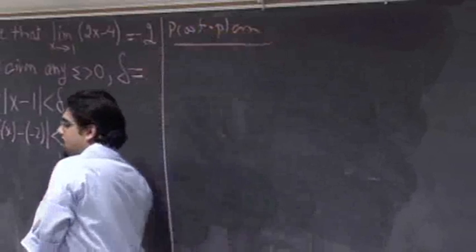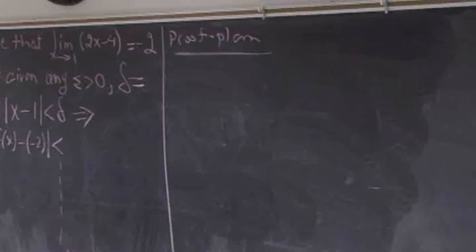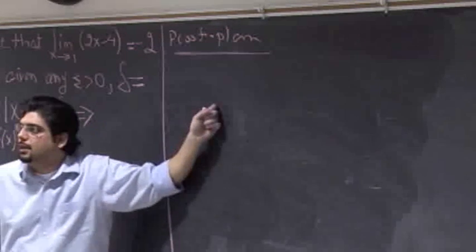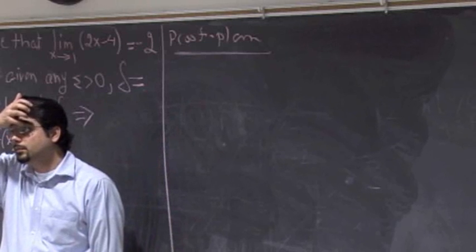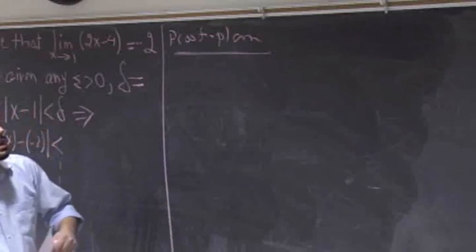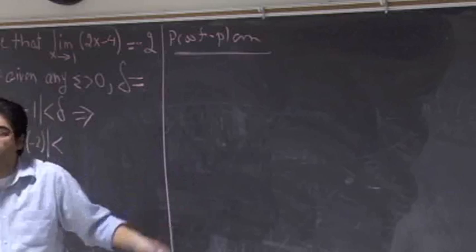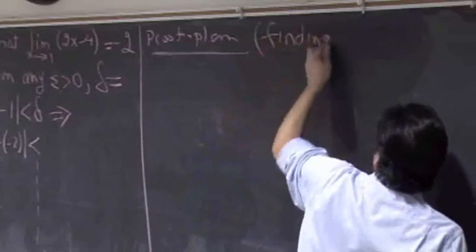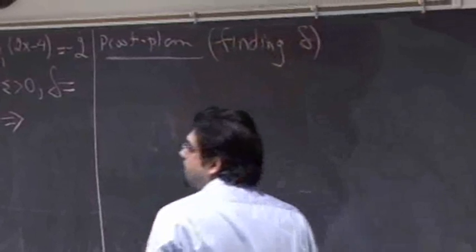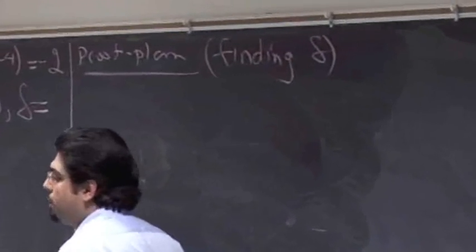And if I ask you to write an epsilon-delta proof on an exam or in the homework, I need to see your proof plan. That's important. Okay? This is how we find delta. Okay? Start from where you want to be.